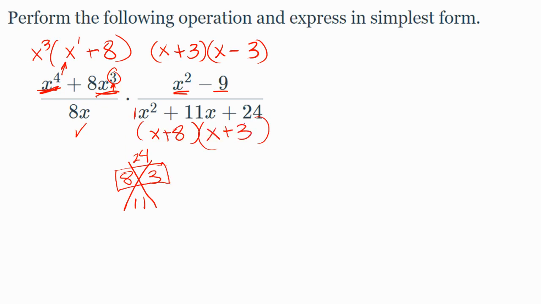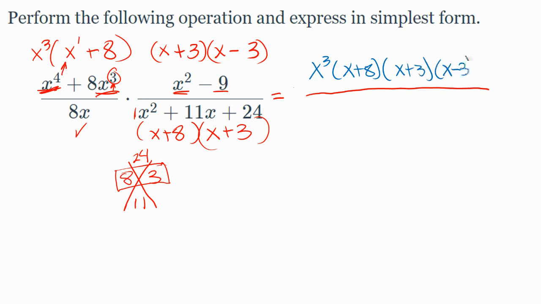Now, I'm going to go ahead and rewrite it for clarity's sake with everything squished together. And so I have x to the third times x plus 8 times x plus 3, x minus 3, over 8x times x plus 8 times x plus 3.